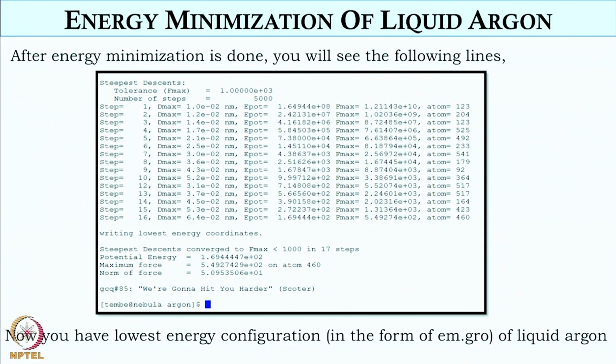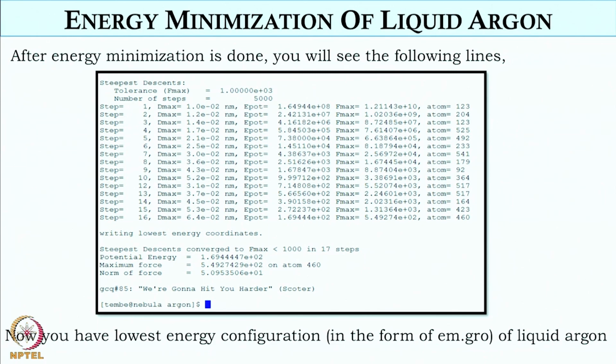In how many steps it is getting converged, then what is the potential energy, what is the maximum force on which atom. It will give us all this. And now we will have the lowest energy configuration in the form of em.gro. Our limit for the force was 10 to the 4. Now this is saying maximum force 10 to the 2. So that means it did better than what we expected.